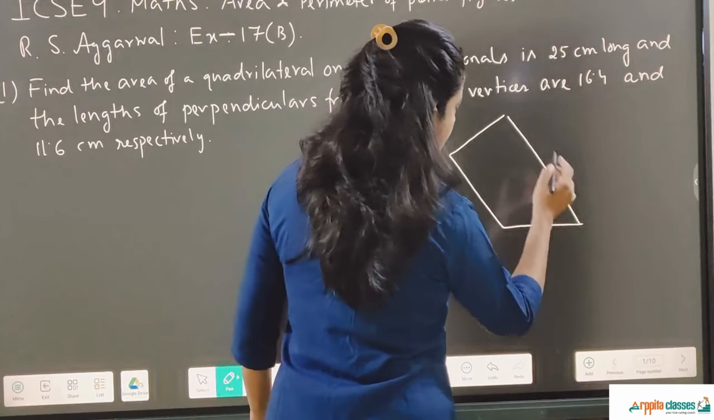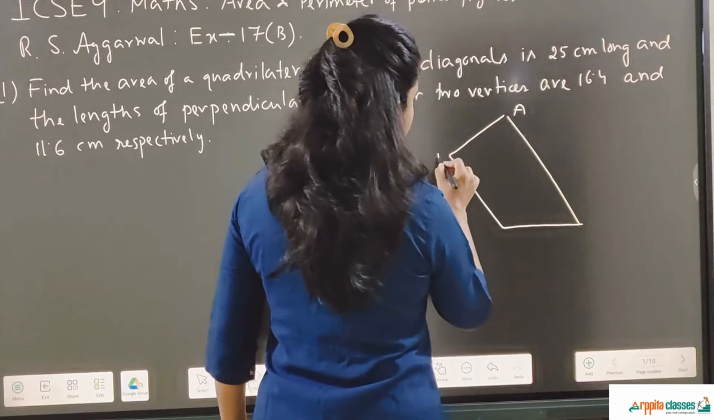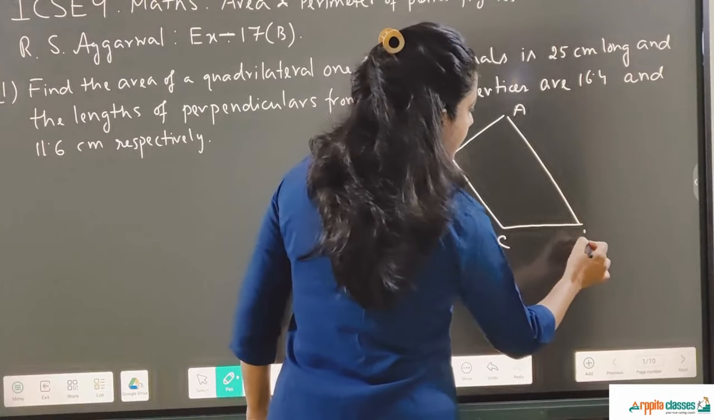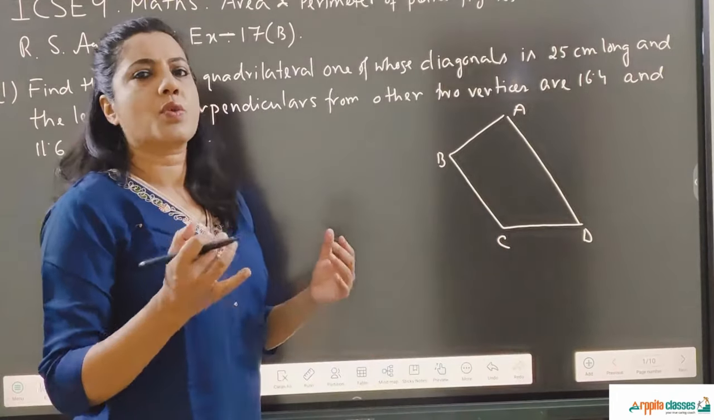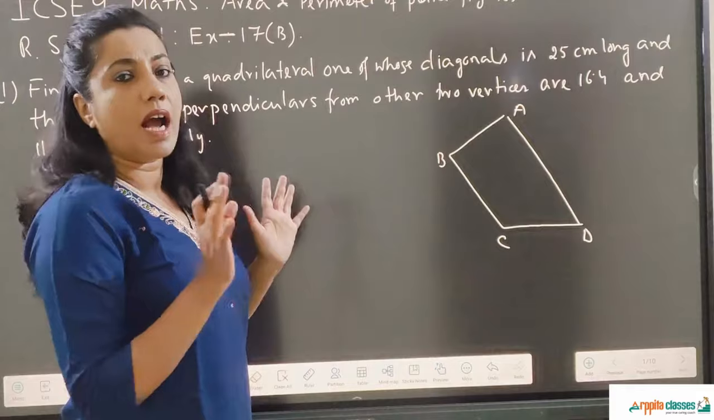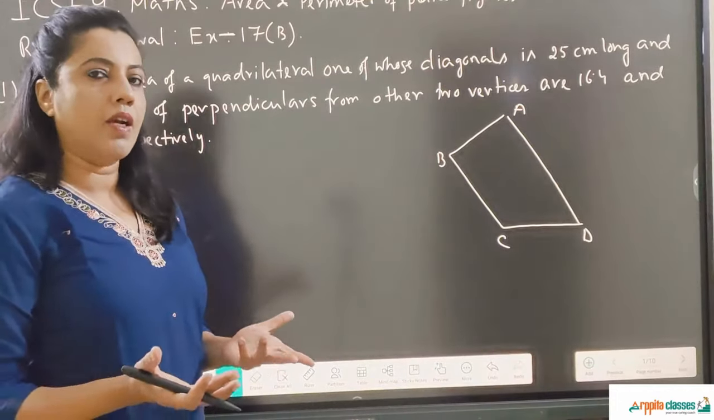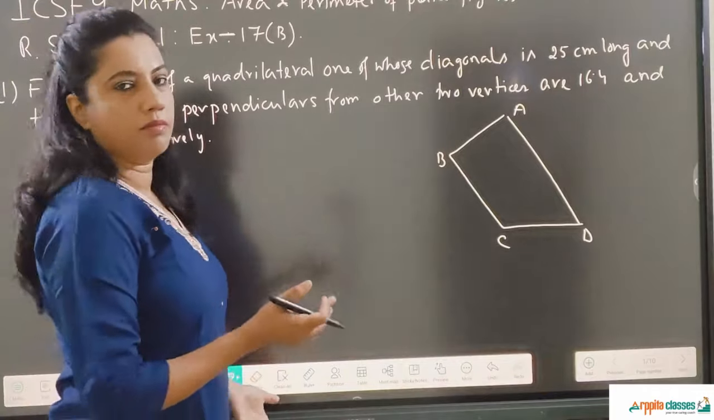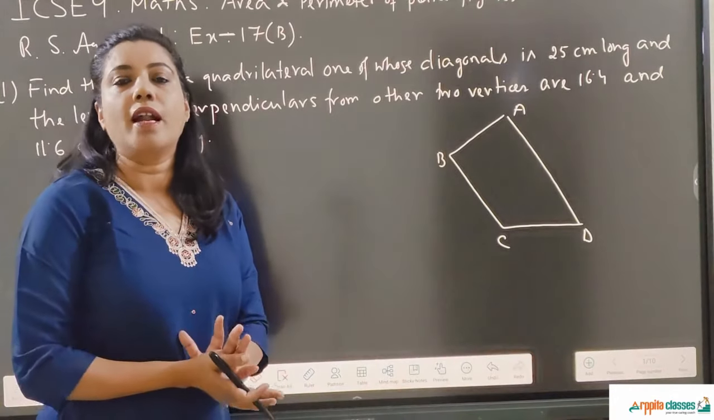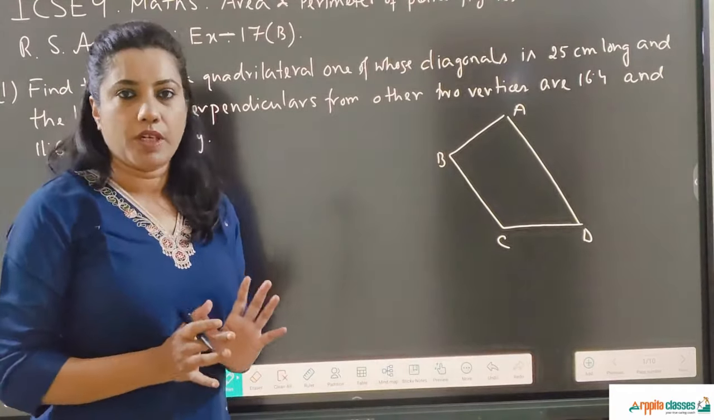Suppose this is the quadrilateral A, B, C and D. Don't draw a rectangle or a square or a rhombus or something. You can draw an unsymmetrical quadrilateral anyway. If you draw a rectangle or parallelogram, then also it is fine. But when they are not mentioning what type of quadrilateral it is, we will draw an unsymmetrical quadrilateral.